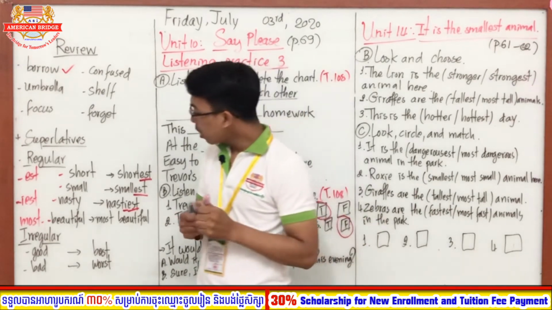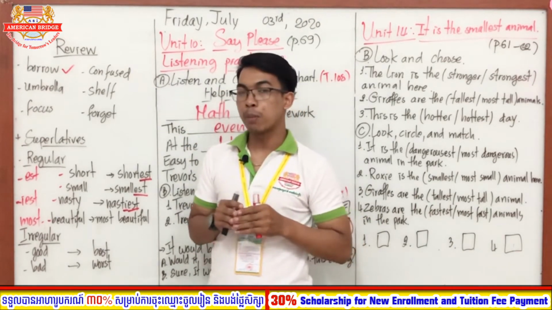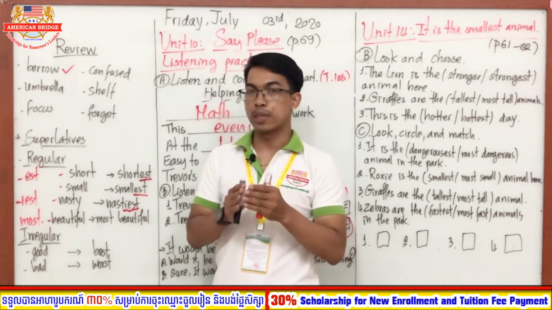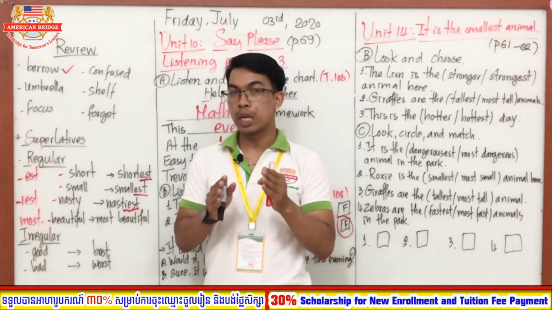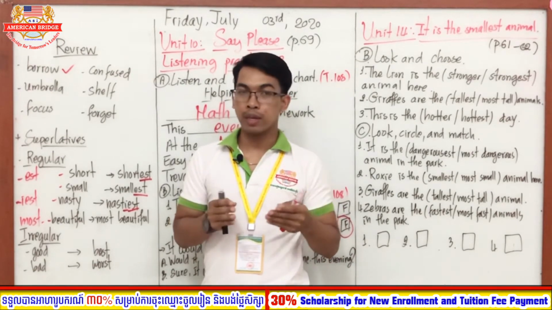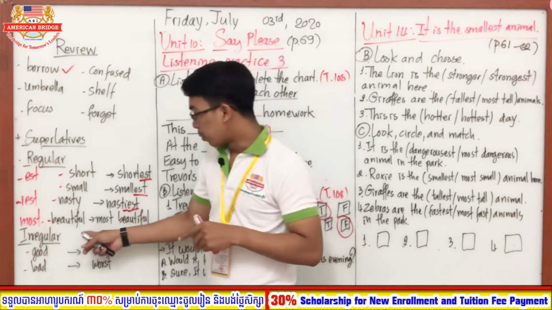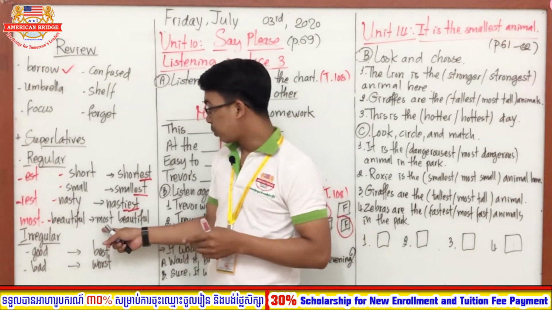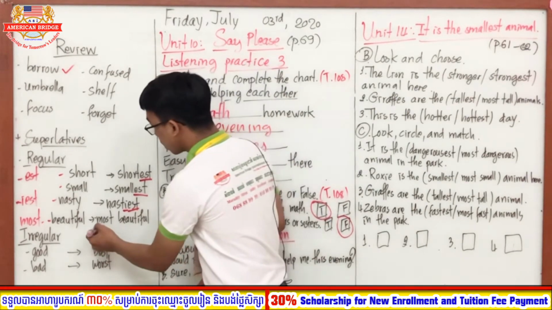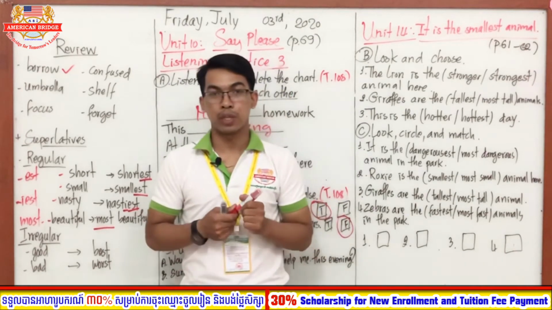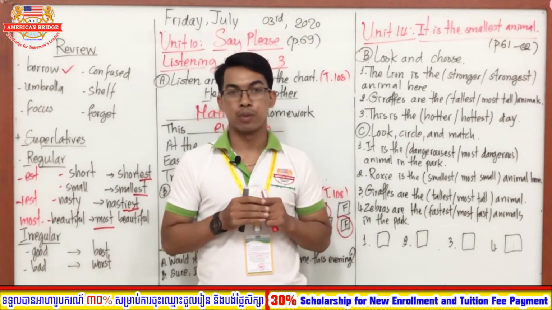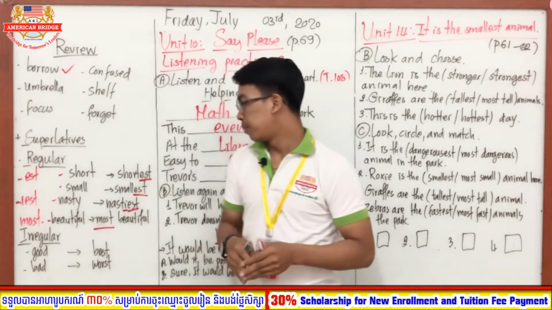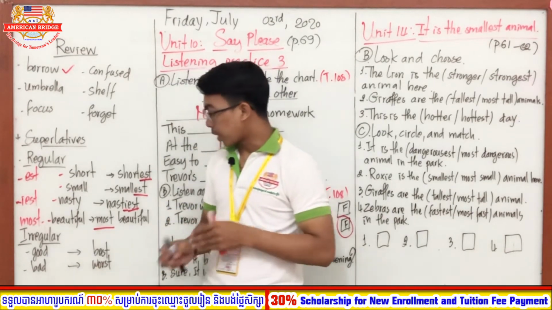Now let's move on to the last one, adding most to the adjective. This is for adjectives that have two syllables or more than two syllables, like the word beautiful. We add most before the adjective and it becomes a superlative adjective. And don't forget one more thing, the article the.